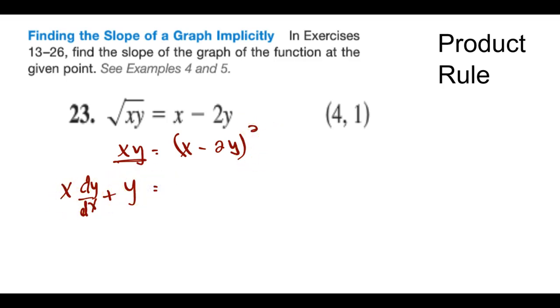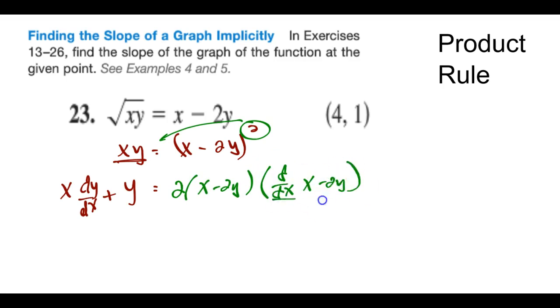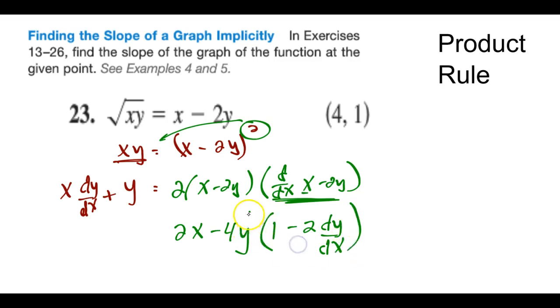So this guy, I have to do chain rule. Let's see. Derivative of the outside, write down the inside, times the derivative of the inside. Well, this guy right here is the derivative of x, which is 1, minus 2 dy/dx. And over here is a what? 2x minus 4y. Oh. Times this guy. I want to quit right now.